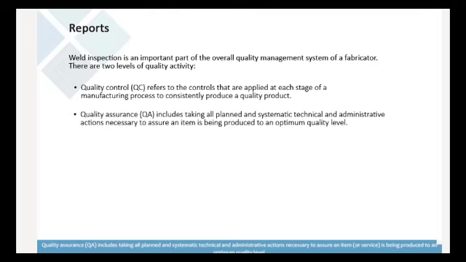Quality assurance includes taking all planned and systematic technical and administrative actions necessary to assure an item, or service, is being produced to an optimum quality level. In weld inspection, this means verifying that personnel, including quality control personnel, are properly qualified and documented, that material handling, welding and inspection is being carried out in accordance with approved procedures, and generally checking that the entire process is documented prior to welding and after all repairs have been completed.